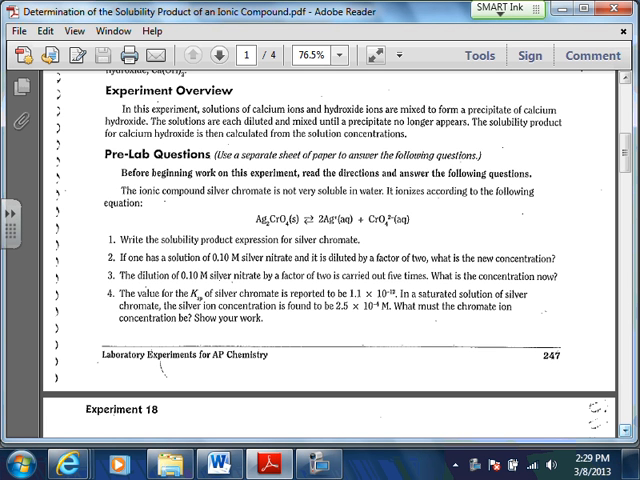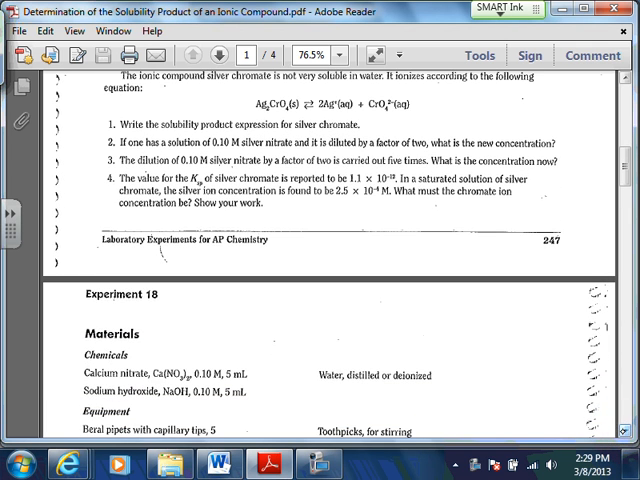The example they're giving you in the pre-lab questions is silver chromate, Ag2CrO4, which I think we've actually done in class. If you're going to write the solubility product expression, I think you can do that. I don't think I need to help you out with that at all. Again, just watch the stoichiometry there.